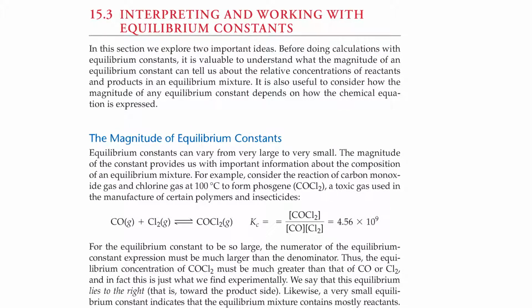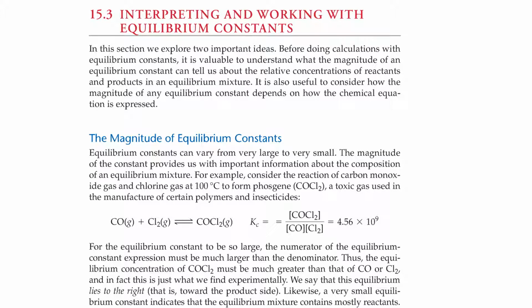Section 15.3, Interpreting and Working with Equilibrium Constants. In this section, we explore two important ideas. Before doing calculations with equilibrium constants, it's valuable to understand what the magnitude of an equilibrium constant can tell us about the relative concentrations of reactants and products of an equilibrium mixture. It's also useful to consider how the magnitude of any equilibrium constant depends on how the chemical equation is expressed.